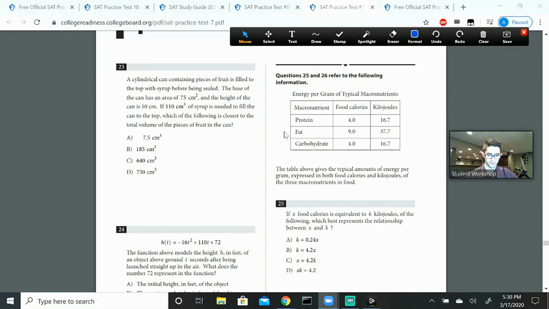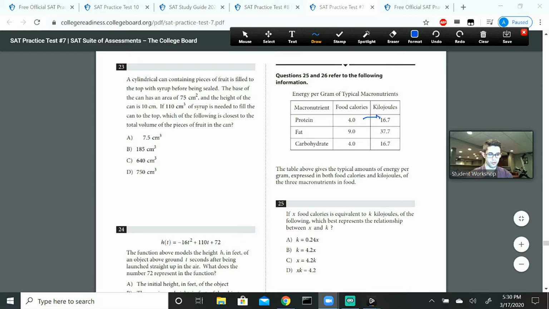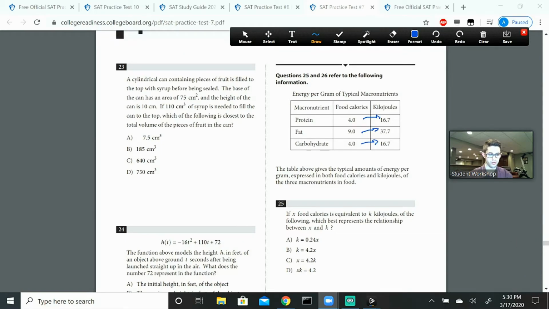All right. So we have this table. It says energy per gram of typical macronutrients, and then we have proteins, fats, carbohydrates, and we have food calories and kilojoules. All right. If X food calories is equivalent to K kilojoules, which of the following best represents the relationship between X and K? So we're just looking at the relationship between food calories and kilojoules. And you can use your calculator on this one.